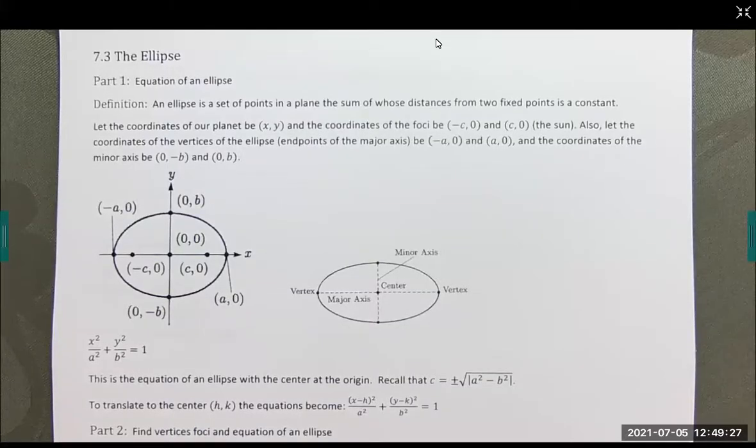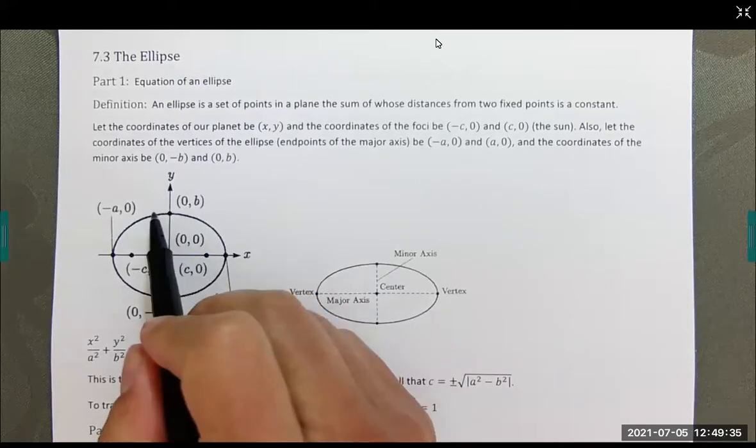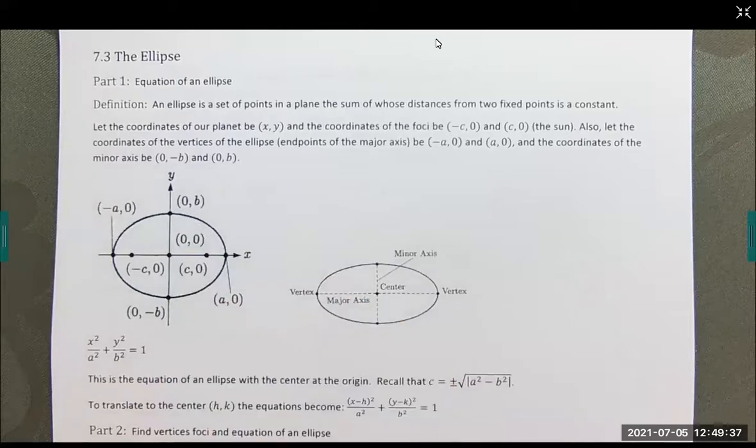Hey there, welcome back. Our next conic is the ellipse. This is the shape that planets go around their suns, or moons go around planets, and so on. Very important shape. It has some interesting properties.